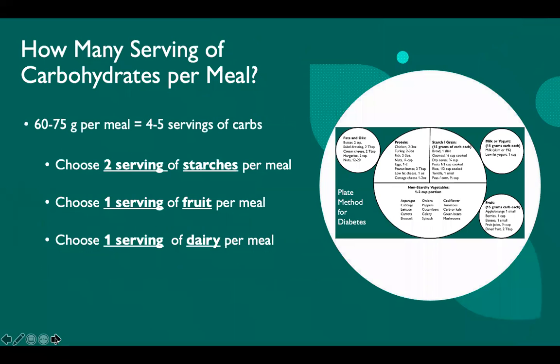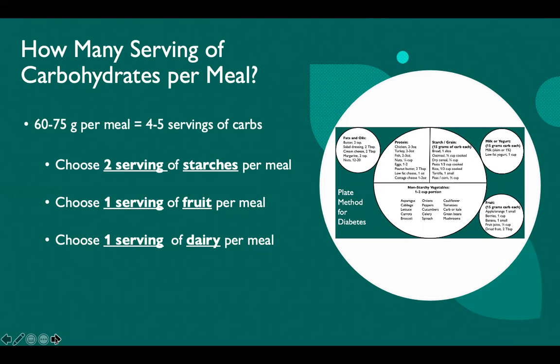So how many servings of carbohydrates should you have per meal? So kind of what I was alluding to on the last slide, let me do some quick math. If you were eating 60 grams of carbs for 3 meals, your total would be 180 grams of carbs per day. So if you divided that by 3, it would be 60 grams of carbs per meal, and that would be 4 servings of carbs per meal.